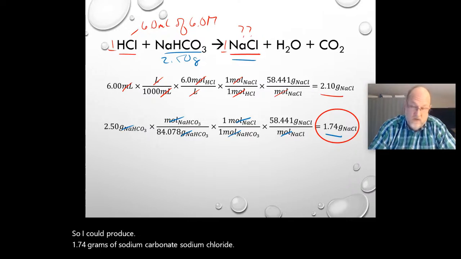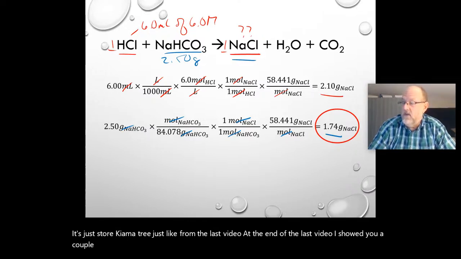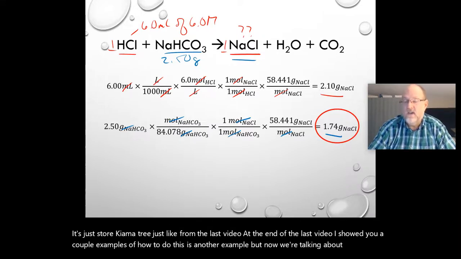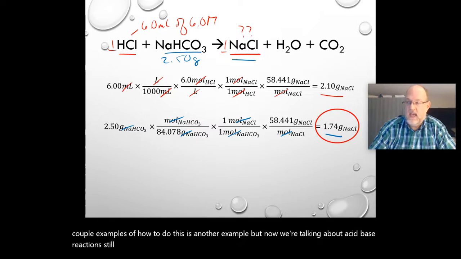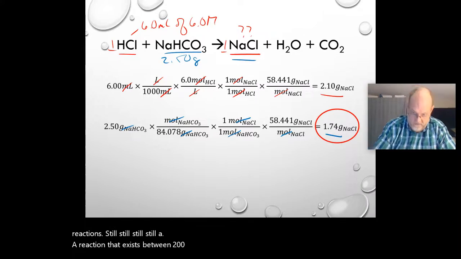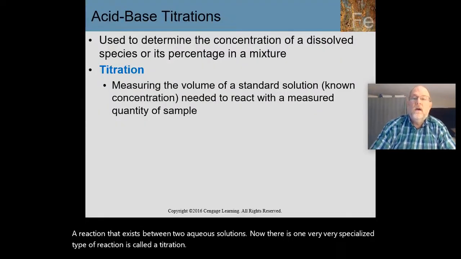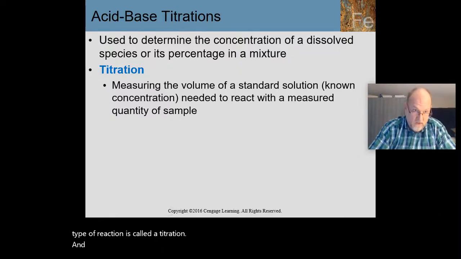It's just stoichiometry, just like from the last video. At the end of the last video, I showed you a couple examples of how to do this. This is another example, but now we're talking about acid-base reactions, still a reaction that exists between two aqueous solutions. Now, there is one very, very specialized type of reaction, and it's called a titration. And we'll put this in the next video.